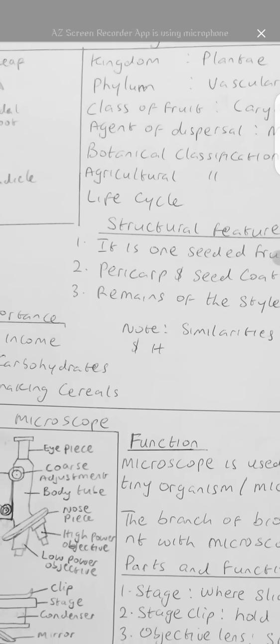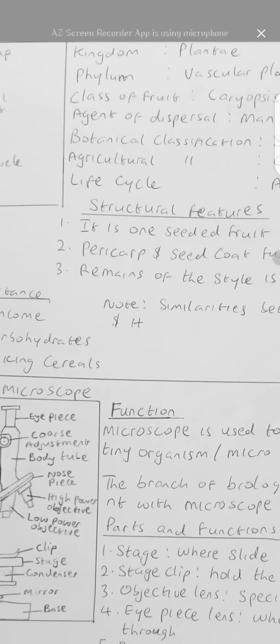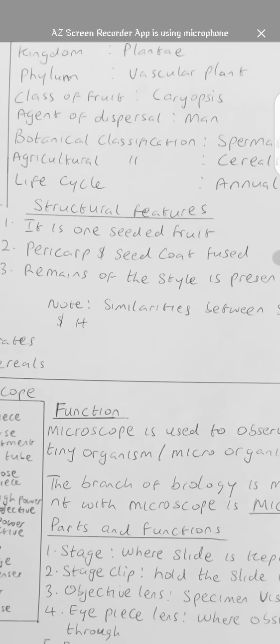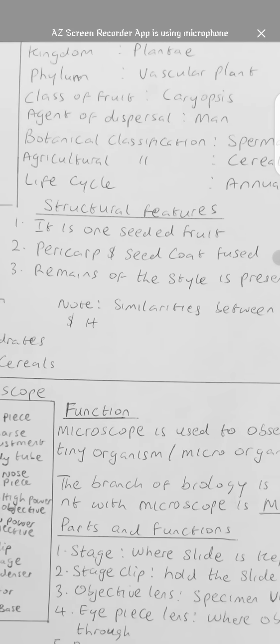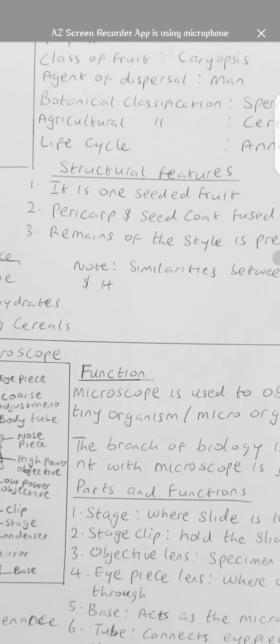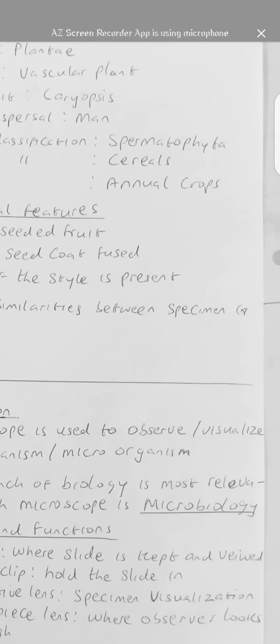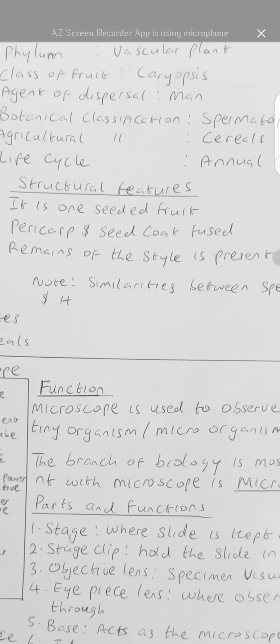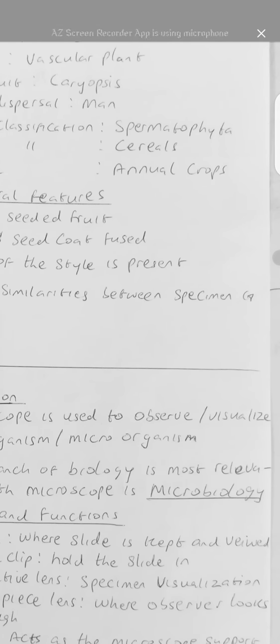So let me zoom out. Let me go to the kingdom. Here we have the kingdom Plantae. The phylum is vascular plant. The class of fruit, if they ask you regarding fruits, it's a caryopsis. The agent of dispersal, man. Now botanical classification, spermatophyta. Agricultural classification is cereals. Life cycle, annual crop.